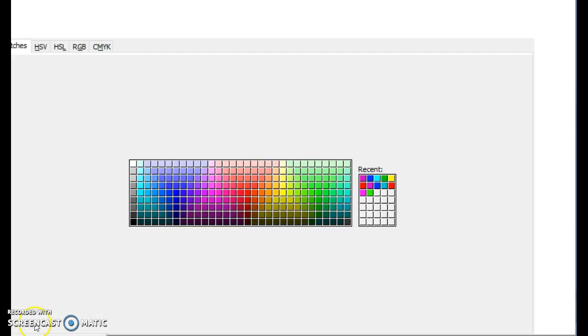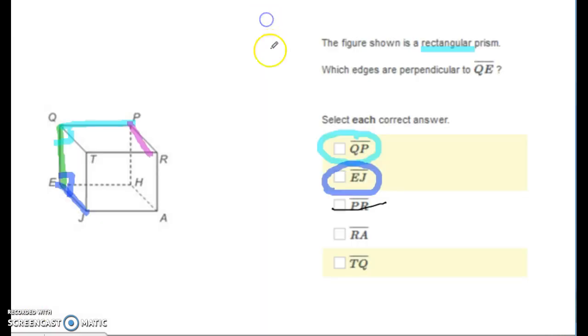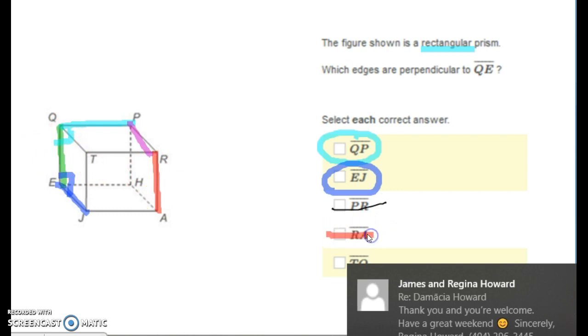Okay, next we have RA. So QE and RA, those are actually parallel if you think about that diagonal plane, so that's not perpendicular.